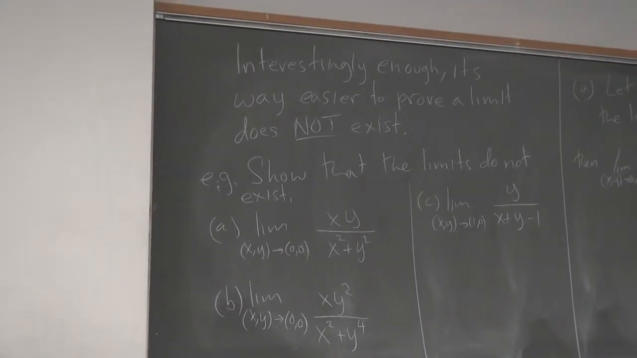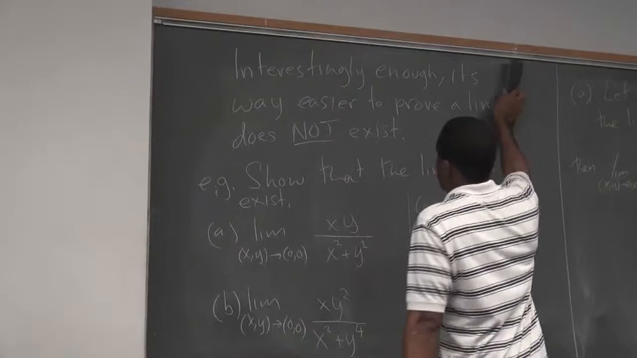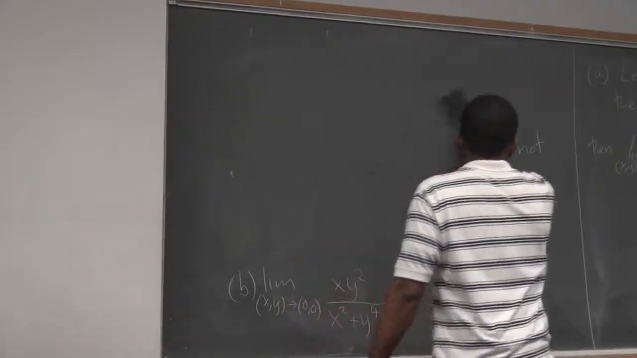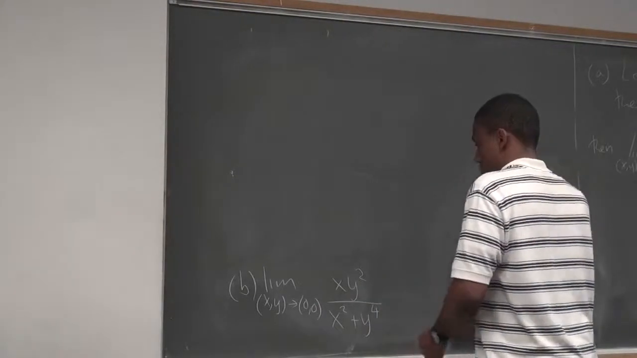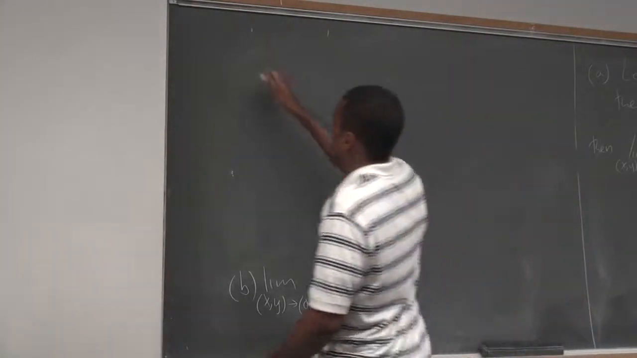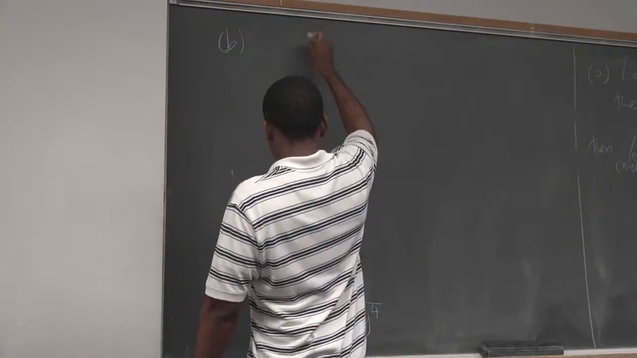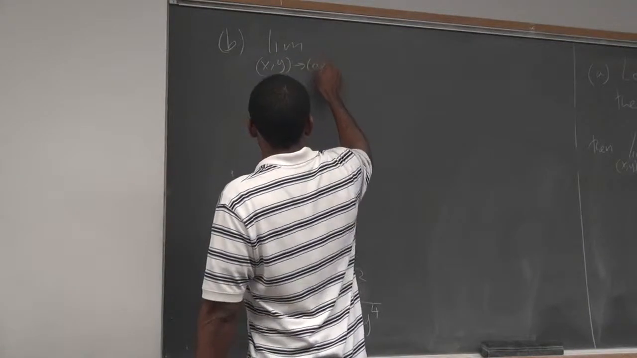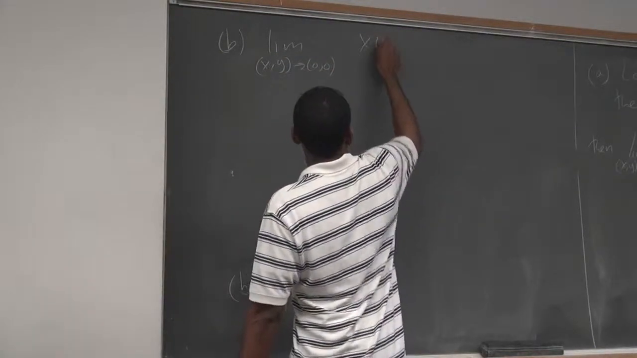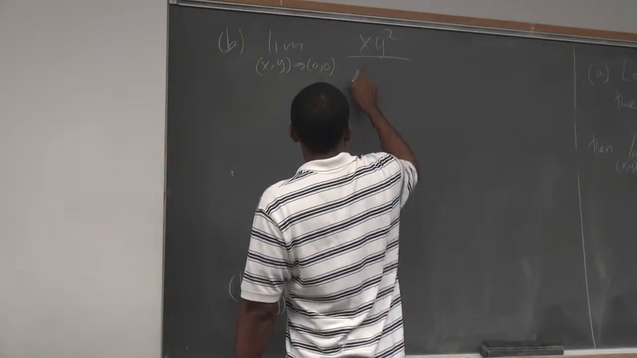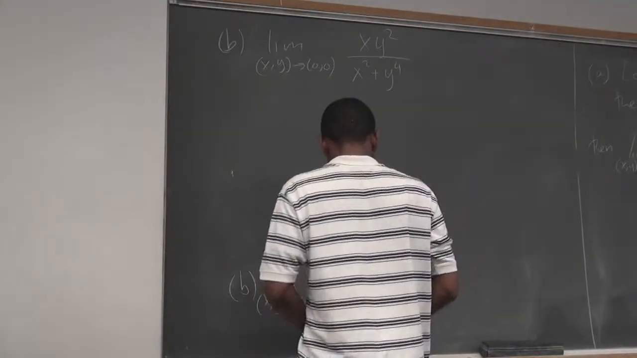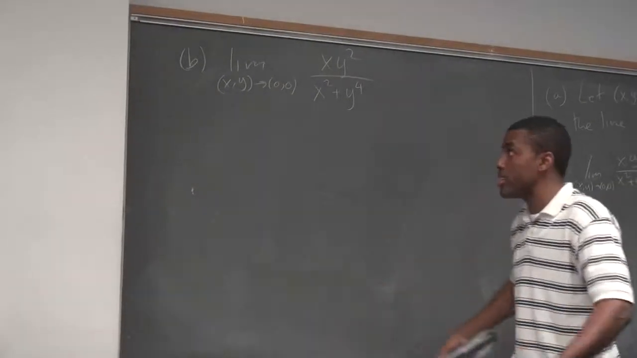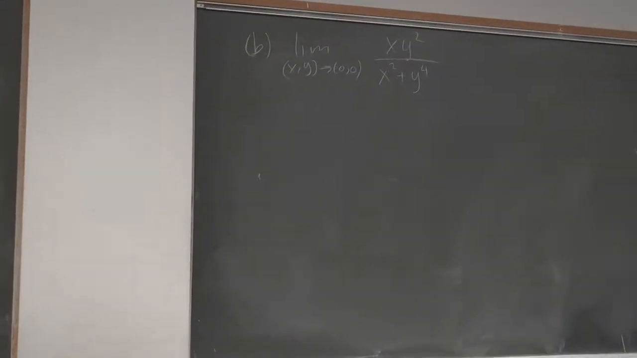We just went through number 1 in a very long-winded way. So let's actually try to do B a little bit quicker now that we're a little bit wiser. Again, we're approaching the origin, but now my function is this guy. Remember, we want to show it does not exist, and you're told this, that they don't exist. Right? You're not always going to be told, but here you are.